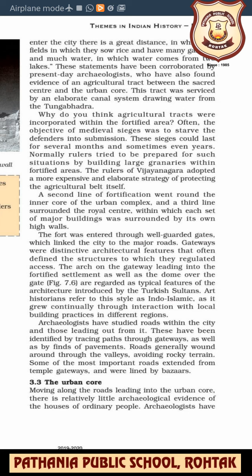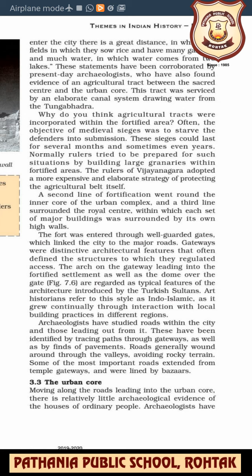बेटा जब पहले जो भी wars होती थी, it took months, and for so many months, sometimes defenders had to stand outside the cities. So that is why all the agriculture tract was also fortified, so that the enemies could be starved. So this way, normally rulers tried to be prepared for such situations by building large granaries within fortified areas.